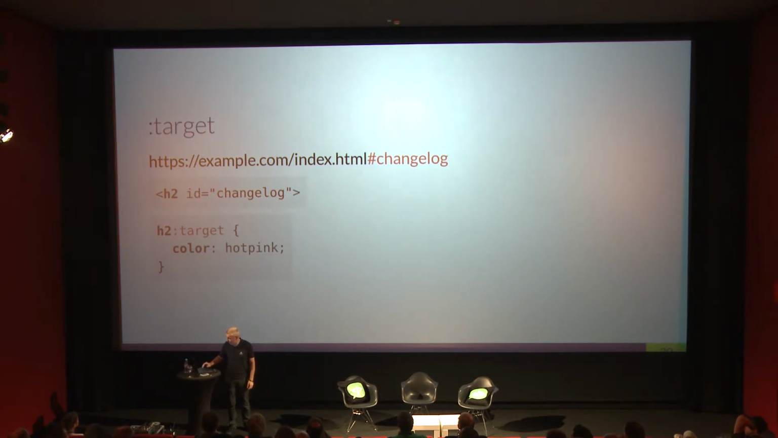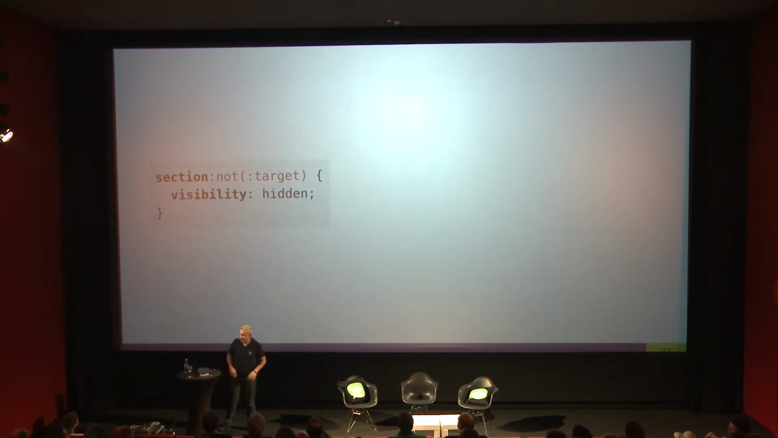And in case of the slideshow, I use this to hide every element that does not have the target pseudo class. I set the visibility to hidden, but I could have as well set display to none. But I chose visibility because visibility can be animated and display cannot. If I try to animate display to none, as soon as the animation starts, the none value is applied. While when I animate visibility to hidden, the hidden state is applied at the end of the animation.